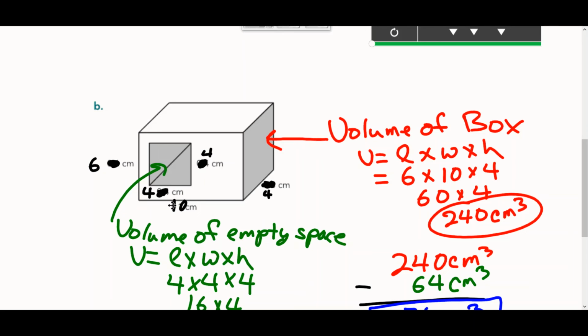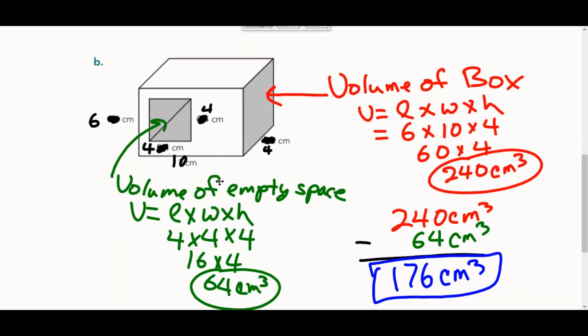So what does that mean? Well, I've got my length, my width, and my height. So my length is 6, width is 10, height is 4. It doesn't really matter what order we put those in. We're going to multiply those three numbers. 6 times 10 times 4, which is 240 centimeters cubed. All right? Now, that would be our answer if this tunnel or this empty space wasn't in here.